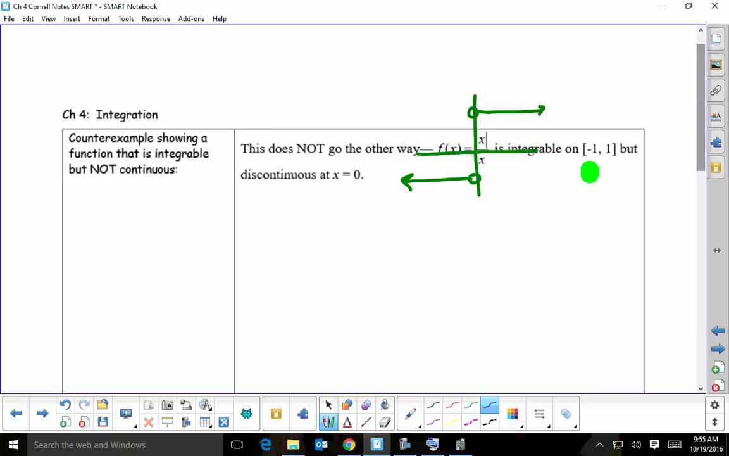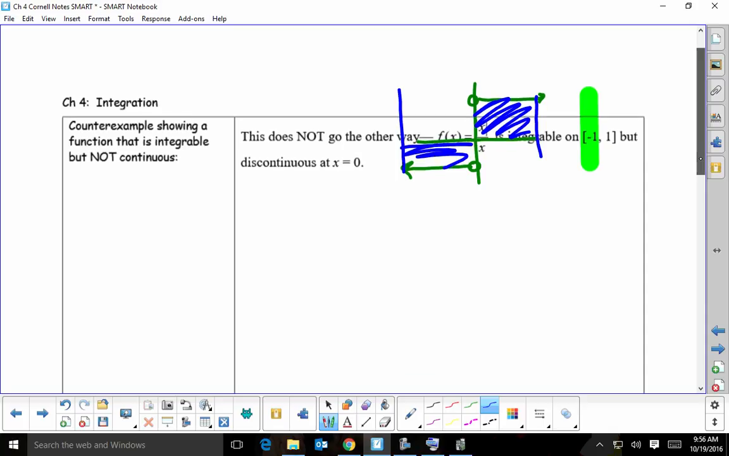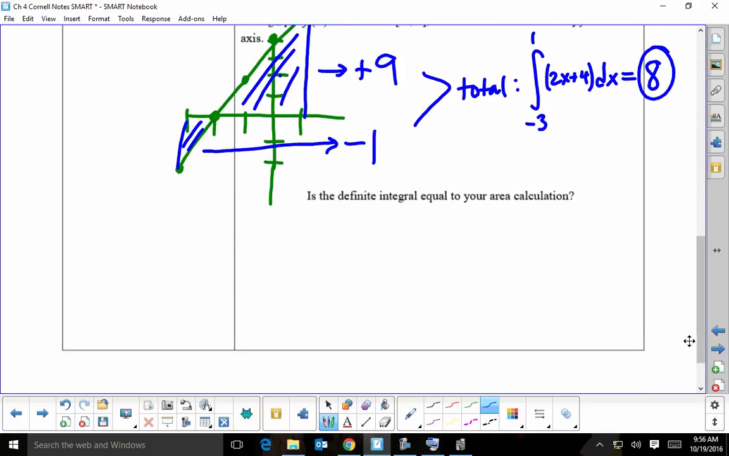If I took and dropped it down like some amount right here, can I still find the area? Yes. Okay? So I can still find that area even though it's discontinuous there. We can still get a bounded area. So that's what we're going to look at today. It's just graphing simple shapes and finding the area.